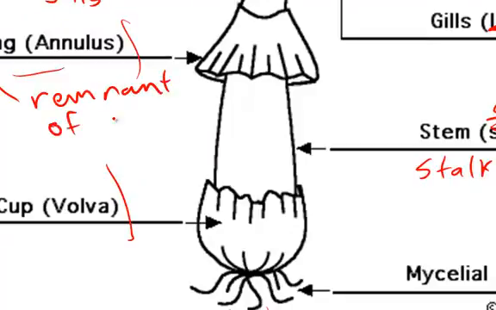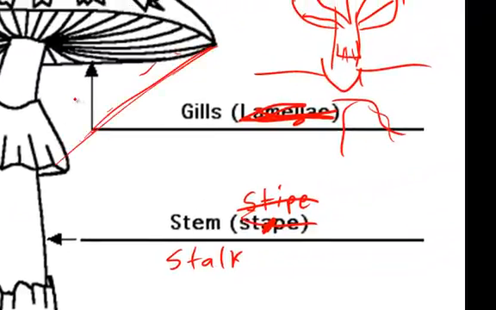And the ring, or the annulus, is the remnant, or leftovers, of the partial veil. What happened as the cap expanded, the partial veil tore and formed this ring on the stalk. So this used to be connected up like that and providing a protection. But as the cap expanded, that tore and left us only the ring.